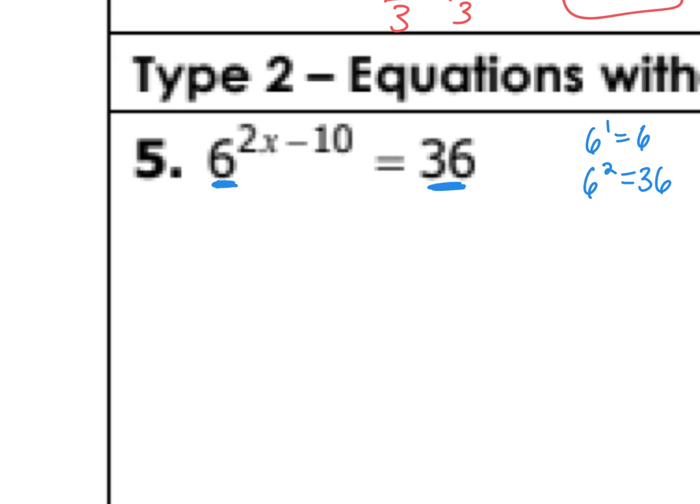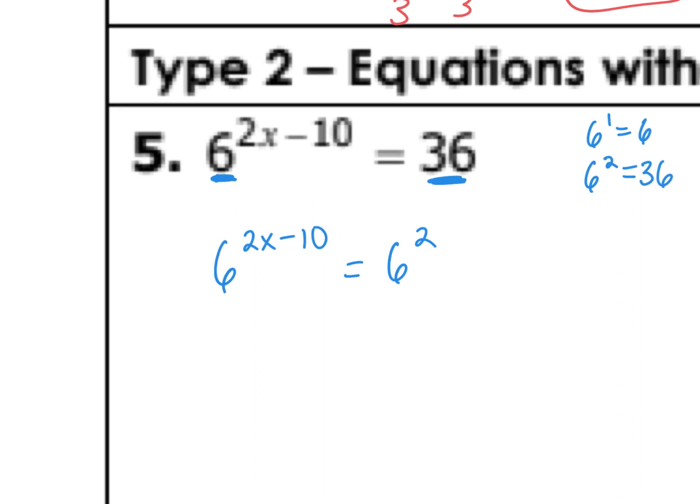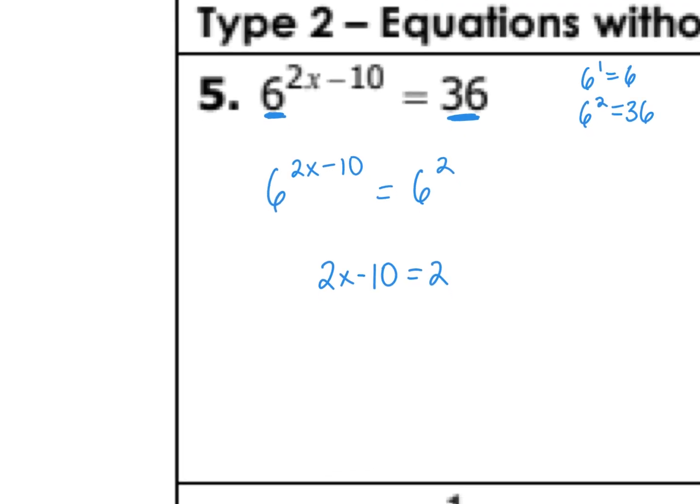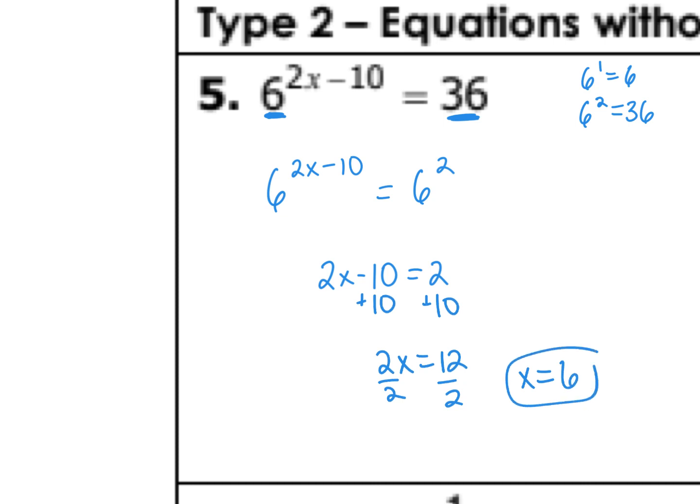Well, the left one already has a base of 6, so I'm not going to do anything with that. I'm going to leave it. But the right side is 36. How could I rewrite that? I have it up there. 6 squared. Perfect. Now can I do what I did in part 1? Absolutely, because I have the same base on both sides, one base on each side. I set the exponents equal, and then I just solve it. How would I do this? Add 10. Divide by 2, and x is 6. Cool. That's it. That's the strategy.